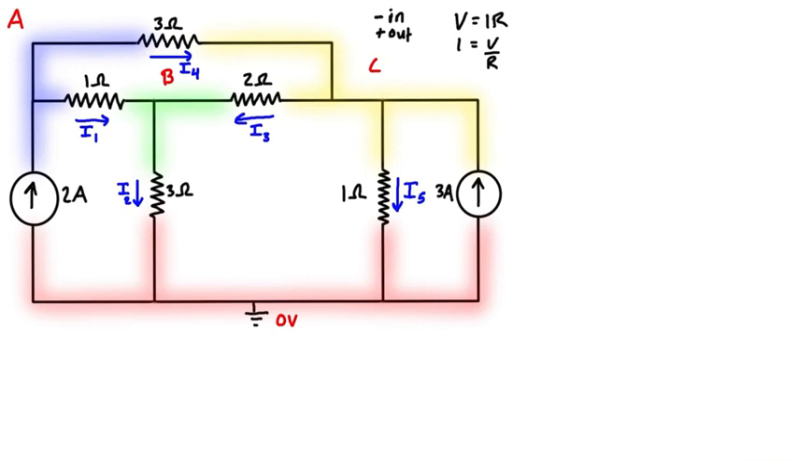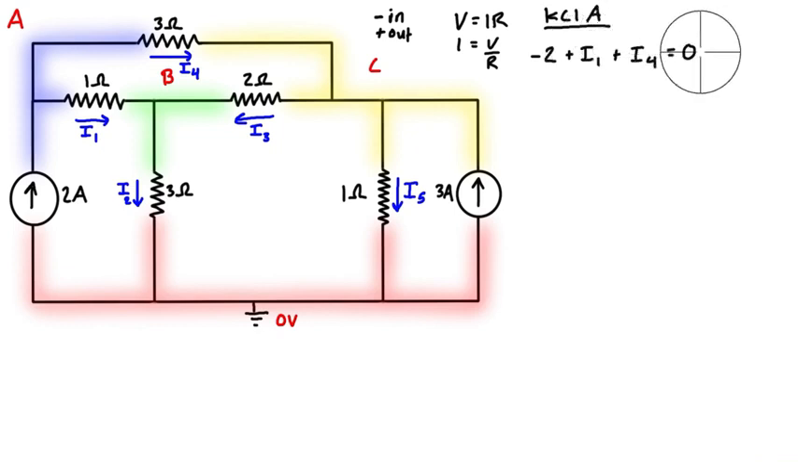So let's get started then with doing KCL at node A. The way that we've drawn it is that we have 2 amps coming in, we've assumed I1 to be going out, and we've assumed I4 to be going out as well. So when we set up our equation, we said negative is in, so we have negative 2 amps coming in, plus I1 leaving, plus I4 leaving, and that's all equal to 0. You really could just move this negative 2 to the other side, and we could say that the sum of currents flowing out is equal to the sum of currents flowing in. It's the same thing.